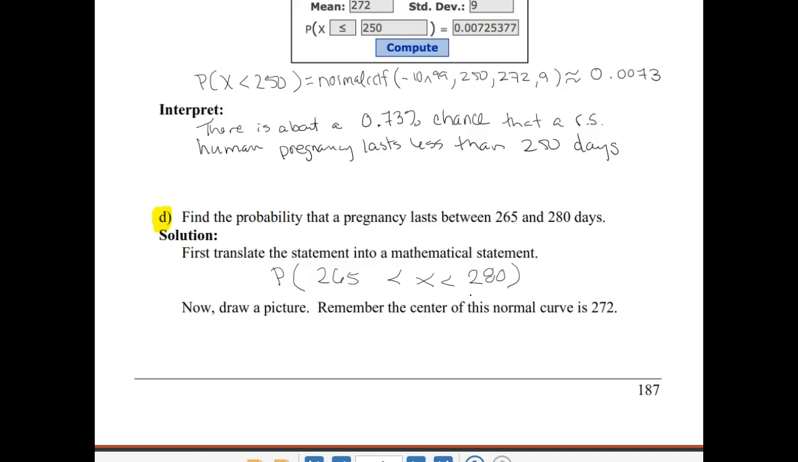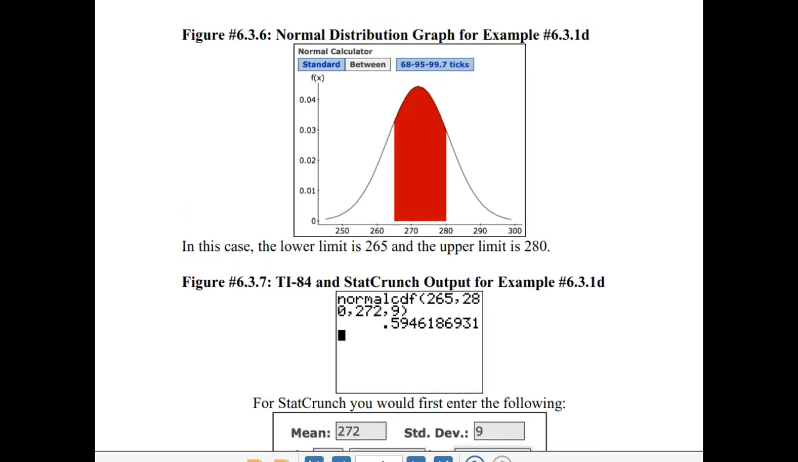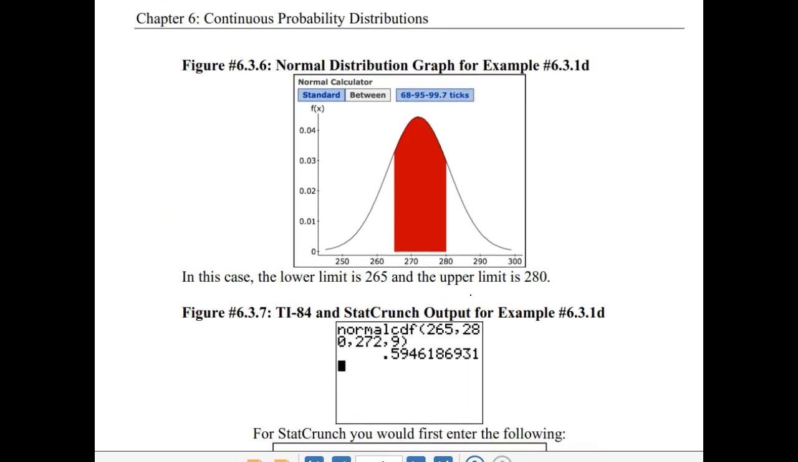So now we're going to draw a picture, keeping in mind that the center of this normal curve is at 272. This right here, the center of that curve, would be at 272 because that's where the mean of the distribution is. And in here we have shaded from 265 over to 280. So the probability we're after corresponds to this shaded area given here under the curve.